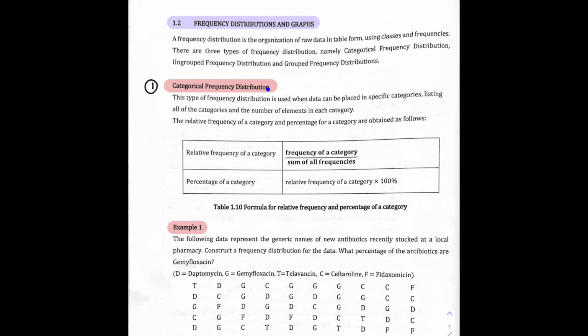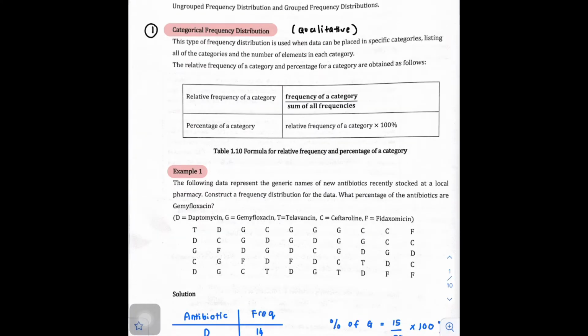The first type here is related to qualitative data, where the data is not in numerical value. So whenever you have a question from your project which falls under qualitative, you must construct this categorical frequency distribution. Look at this example.